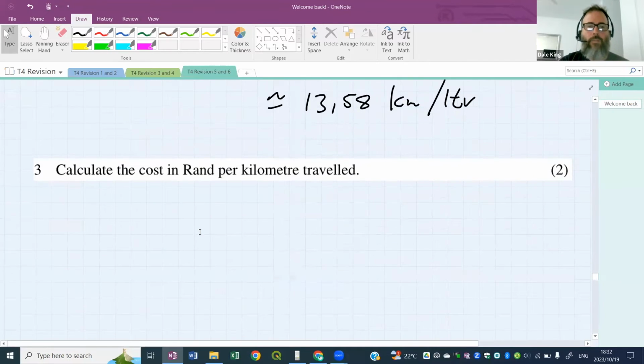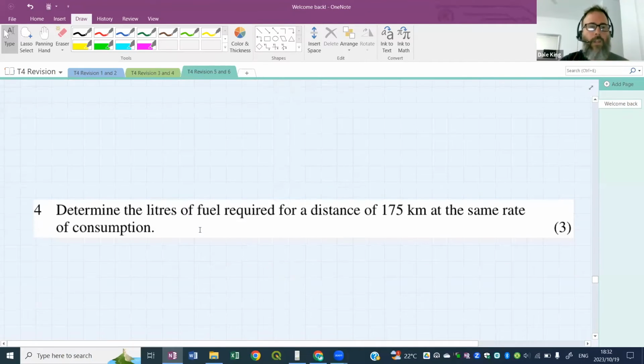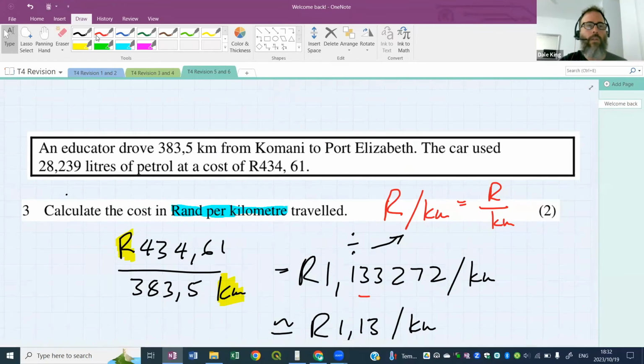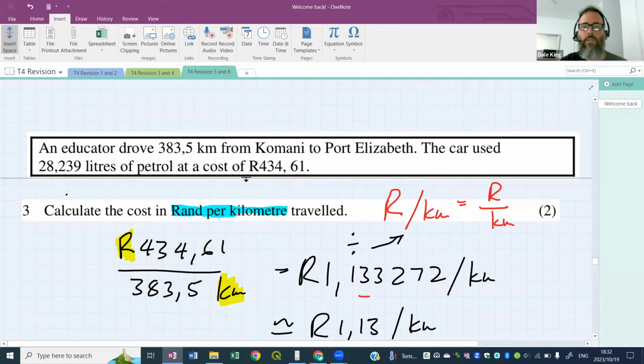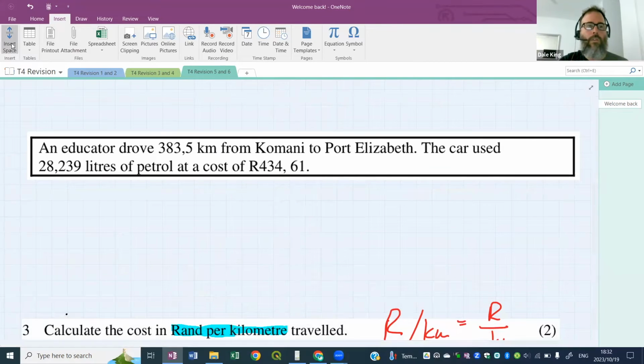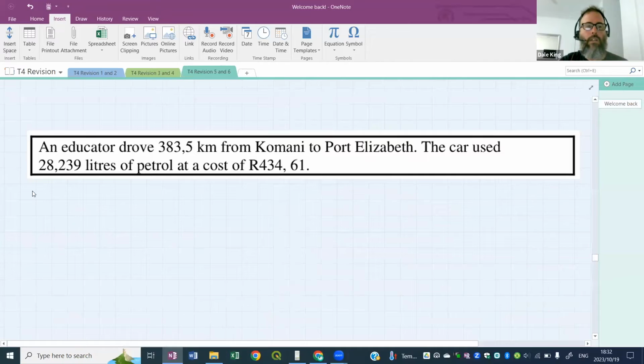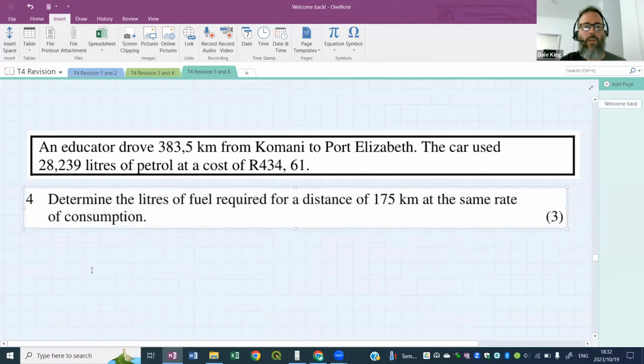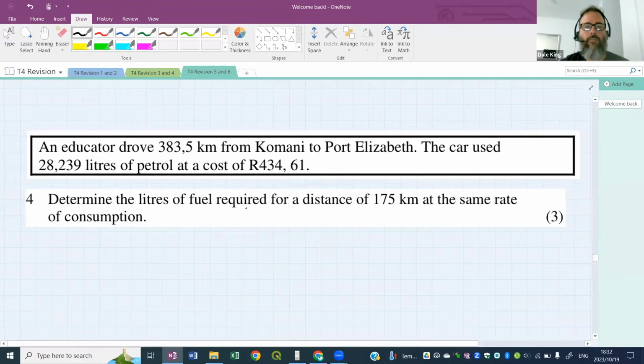We've answered question 3. Here's question 4. Determine the liters of fuel required for a distance of 175 kilometers at the same rate of consumption. Okay, so let's bring this question up, and we'll go right all the way to the top here, and I'll squeeze it in underneath the contextual information. I'll place the question here so you can see it and also the contextual information. So there we go. Determine the liters of fuel required for a distance of 175 kilometers if we're using petrol at the same rate. In fact, the contextual information is not really going to help us.